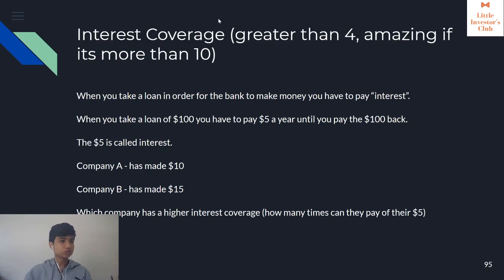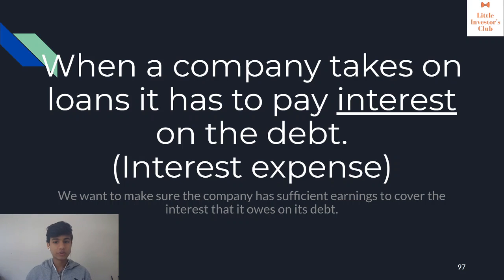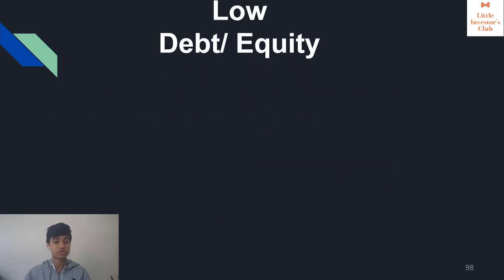But on top of interest coverage, you can also use this thing called debt to equity. So you can use interest coverage, or you can use debt. Because we went through interest coverage during the class, I'll basically be covering debt to equity during this lesson. So when a company takes on loans, it has to pay interest on the debt, and we want to make sure that the company has sufficient earnings to cover the interest that it owes on its debt.